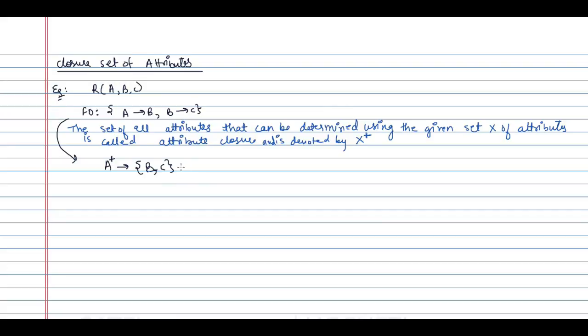Okay, so this is the closure set of attribute A, and you can see A can determine itself because that is trivial. A can always determine itself. Therefore, if I say what is the closure set of A, then the closure set of A is ABC. If I say what is the closure set of B, so this B attribute can determine itself because that is trivial, and given that B can determine C, therefore B can also determine C. Therefore, B closure is going to determine BC.